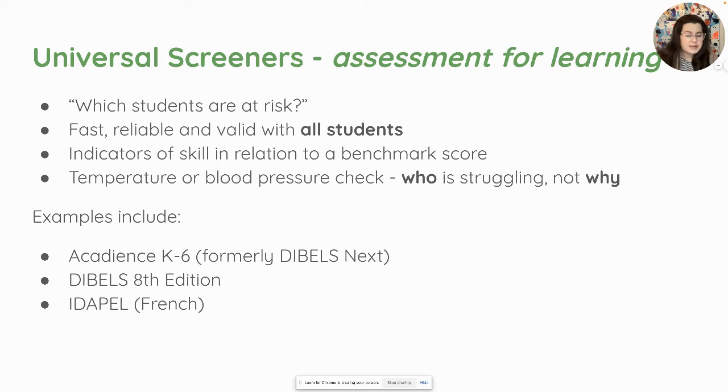You'll notice that there are examples in both French and English. If you're in a French immersion context, EDAPEL really is the best bet, and that is also from Acadience as well. You'll notice as well that some of the most common running record based assessments, whether that's DRA, PM benchmark, AlphaJeune or GB+, are not listed here. Those actually don't serve that same purpose as a universal screener. They're not fast, they're not as reliable and valid, and they don't give us that benchmark cut score using predictive probabilities.